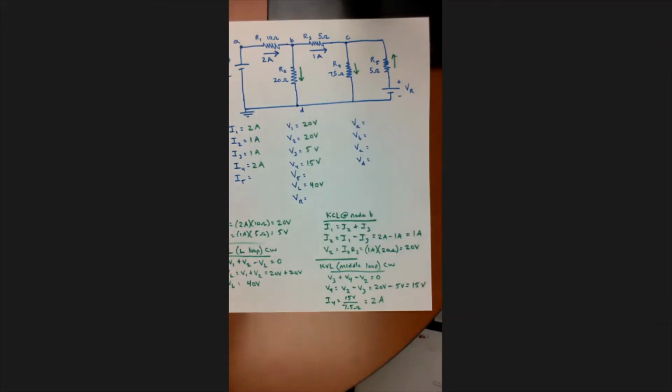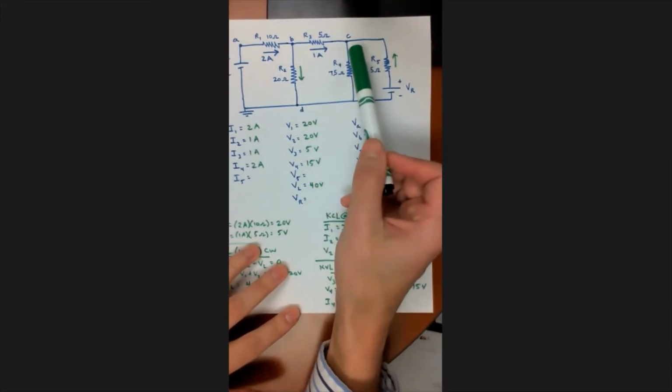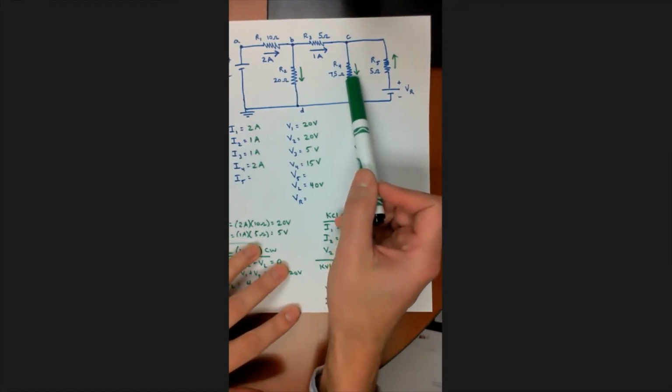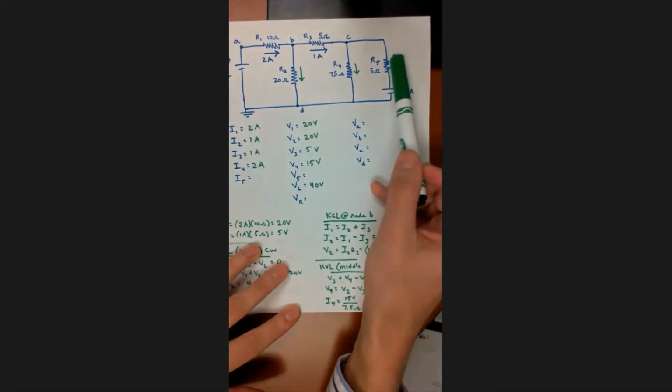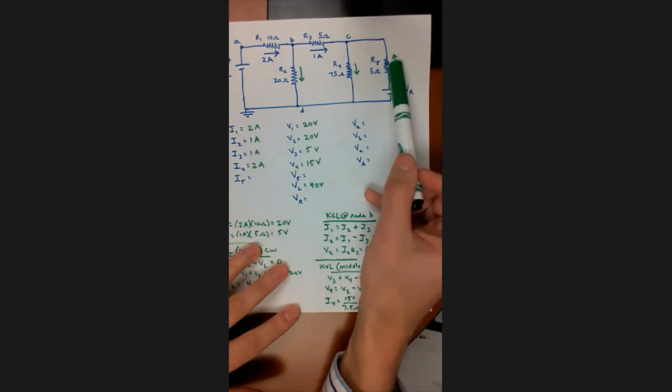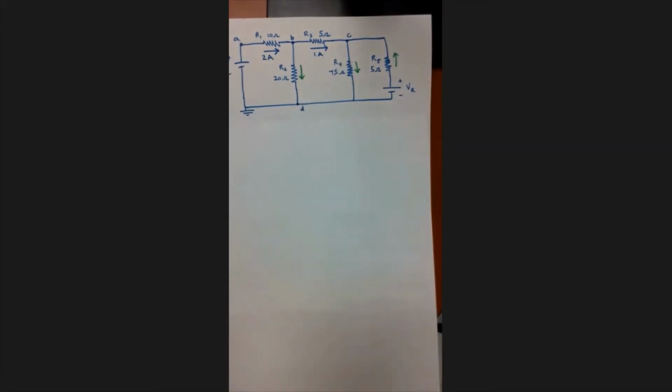Well, look at node C. I know the current coming in here. I know I4 coming out here. So I can figure out what the current is right here. It's the same as the current through resistor 5, right? So I can write a KCL equation at node C.